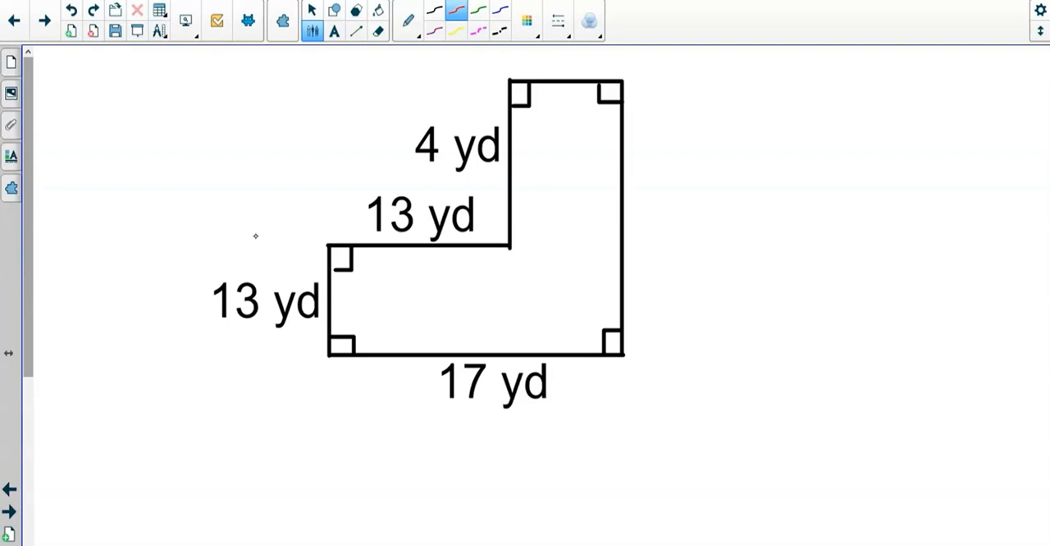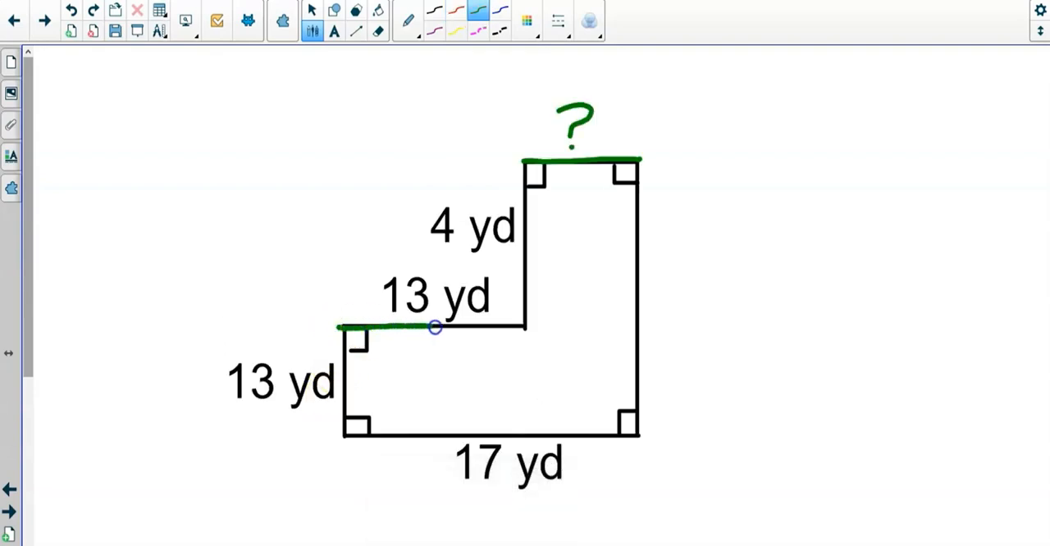For instance, we are missing this side right here. Okay? We don't know what it is. But we do know that this side length down here is 13, and we know that the full side length down below is 17. So whatever happens between this length and this length right there, it must total up to that 17 down below. So now you know how to find that missing piece, because all the way across here has to be 17.